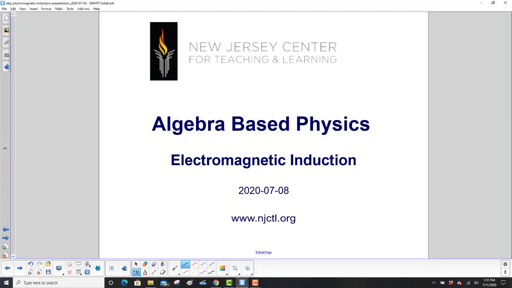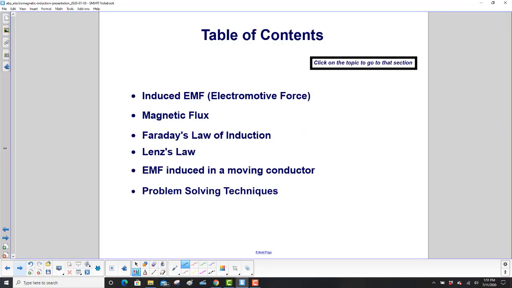Algebra-based physics, electromagnetic induction. We'll start with electromotive force, very similar to voltage. It is a bit of an archaic term, but it's still used for historical reasons. Magnetic flux, very key definition here to understand flux. Then we'll go through Faraday's law of induction, Lenz's law, the EMF, which is electromotive force induced in a moving conductor, and finally, we have several free response problems solved out in detail.